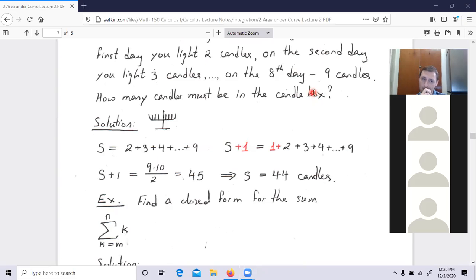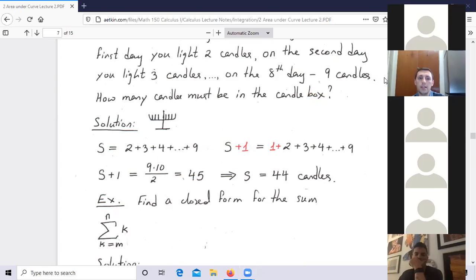So let's look at the calculation. I see that the answer is 2 plus 3 plus 4 all the way plus 9. And what's missing for my formula is the plus 1. So if this is the summation S, then S plus 1 will be 9 times 10 divided by 2, or 45. S plus 1 will be 45, right? Not S. And so then what is S? It's 45 minus 1.